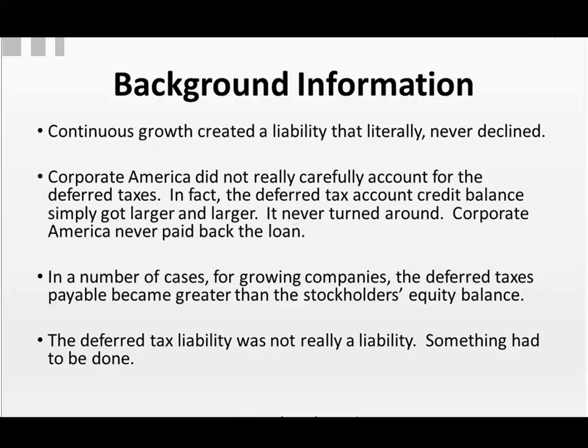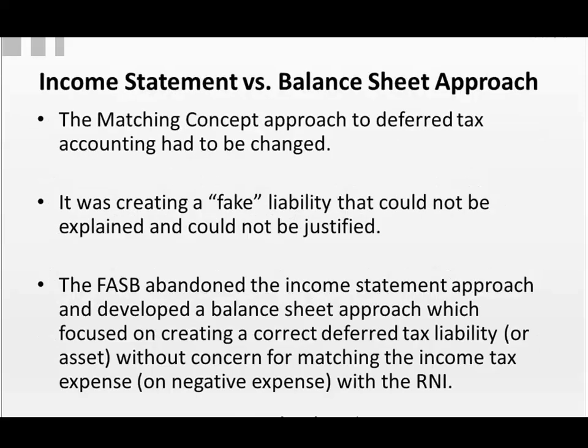The income tax approach simply wasn't working. So the regulators had to throw away the matching concept. The matching concept had to be changed because it created a fake liability. All right, we had a liability that couldn't be explained, and it wasn't really a liability because it never got paid back. So the FASB abandoned the income statement approach, and they developed a balance sheet approach, which is what we have now. And that focused on creating the correct deferred tax liability or correct deferred tax asset without concern for matching the income tax expense with the recorded net income.